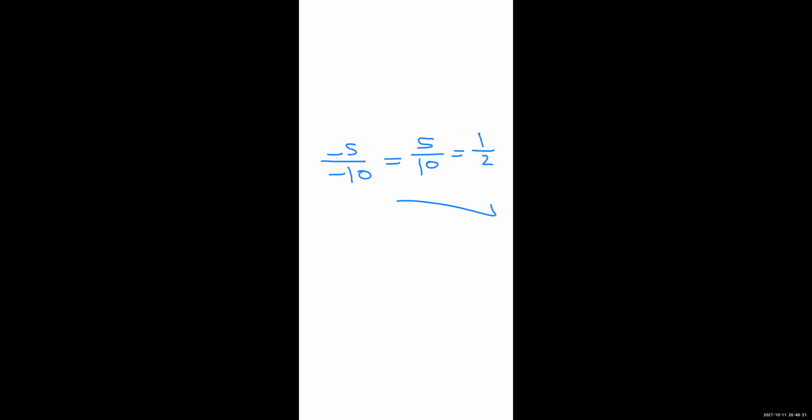Because we said that if the two numbers are negative, with the same sign, this means it is a positive number, right? Yes, that's why I wrote 5 over 10. That's turning from negative to positive.